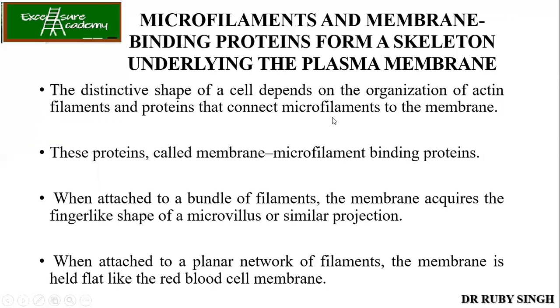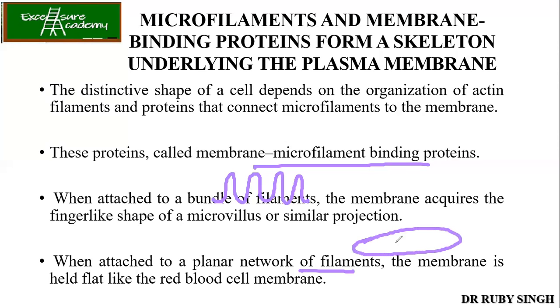Are you getting the point? If you have the membrane microfilament binding proteins, then it takes the shape of microvilli. If you don't have such proteins and only a planar network of filaments is there, then it will have a flat surface, as in the case of RBC. So you can see how actin filaments behave differently depending on their function in that respective cell. Is it clear? This is in the case of microvilli and this is in the case of RBC.